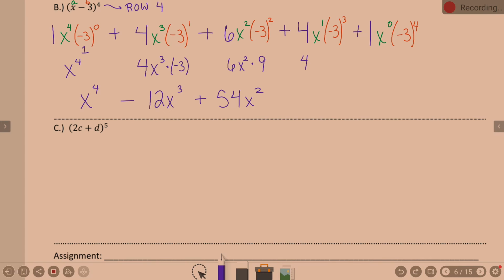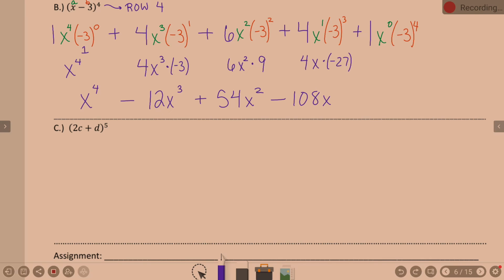Next one, I have 4x to the first times, what is negative 3 to the third? Negative 3 times 3 is 9, times negative 3 is negative 27. And then we're at 4x times negative 27, which is a lot. Is that right? Yeah, minus 108x.